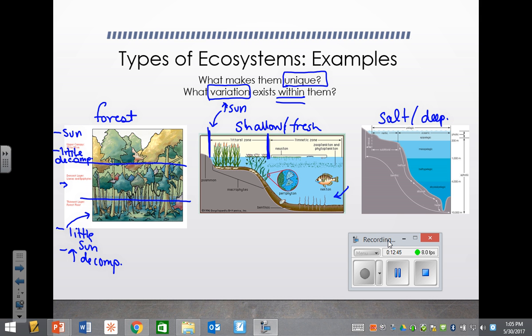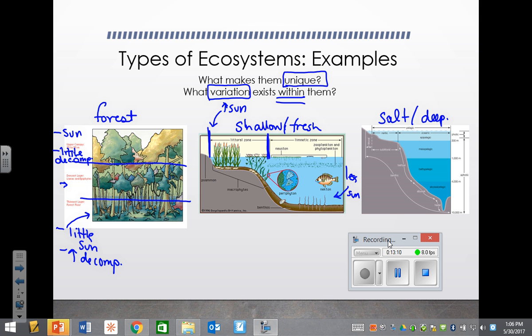Sun is very probably not going to be able to access producers that are on the bottom as easily as it did in the shallow section. So we don't want to say no sun, but probably less sun, because we're talking about shallow water here. And in shallow water, usually the sun can reach the floor even if it gets a little bit deeper.